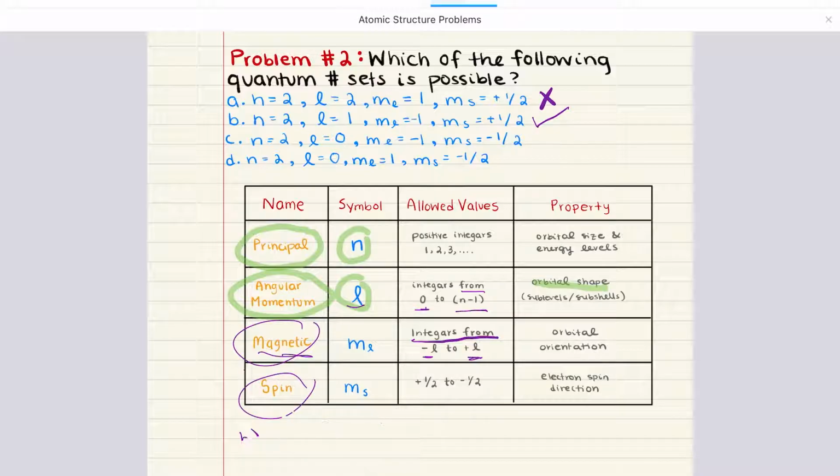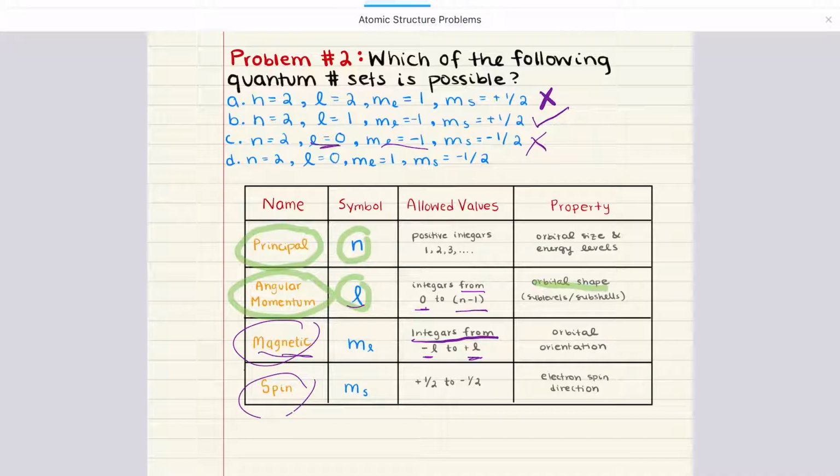So let's do C next. For C, n is again equal to 2, so that means l can only be 0 or 1, and here l is actually 0. So this is very much possible. So far, so good. Now, if l is equal to 0, there's only one possible value for ml, and that is just 0. But we're given here that ml is -1. This is incorrect. When l is equal to 0, the only possible value for ml is 0. So this is a quantum number set that is not possible. Last but not least, let's work through D.